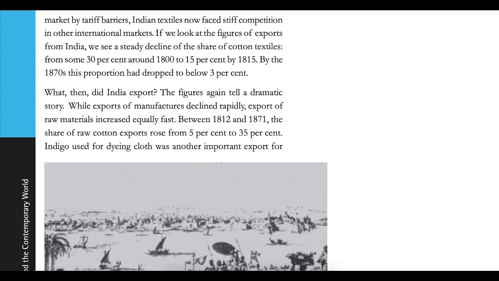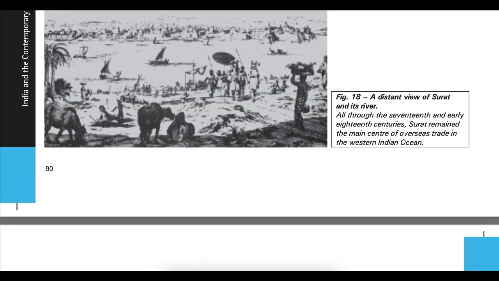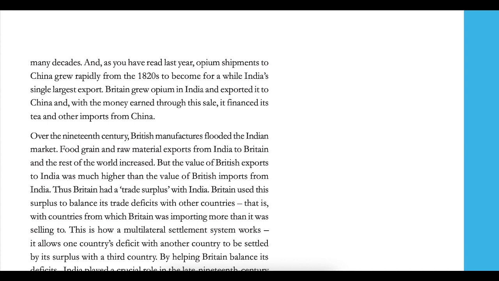Indigo, used for dyeing cloth, was another important export for many decades. And as you have read last year, opium shipments to China grew rapidly from the 1820s to become, for a while, India's single largest export. Britain grew opium in India and exported it to China. And with the money earned through the sale, it financed its tea and other imports from China.